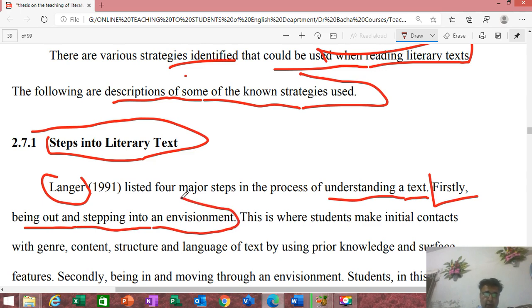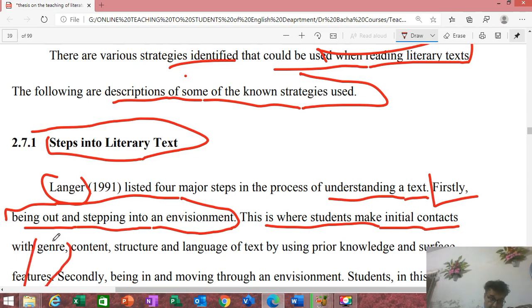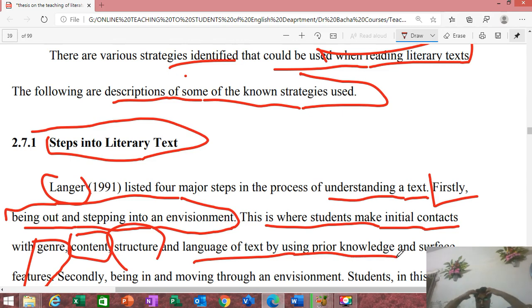You have to try to be in the environment. This is where the student makes initial contact with the genre. First of all, you have to look at contact with the genre. What kind of genre am I going to pick up? Contact with content, structure, and language of the text by using prior knowledge. You have to use your prior knowledge to make initial contact with the genre and context.